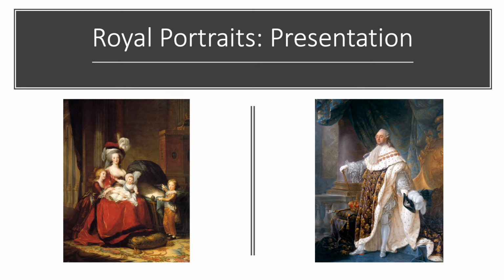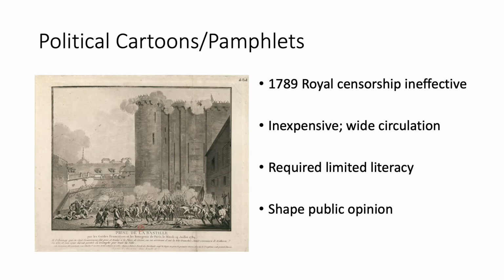I did talk quite a bit about the presentation of their image that was controlled by the monarchy themselves. So you have Marie Antoinette here surrounded by her children, and then Louis XVI. These are obviously very deliberate images, and this is royal portraiture, so they look different than what you see in the cartoons. But this is their version of themselves. And then the version of them produced by others comes in the form of these political cartoons or pamphlets. So just a little bit of background.